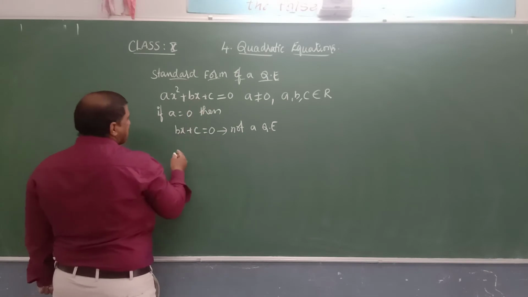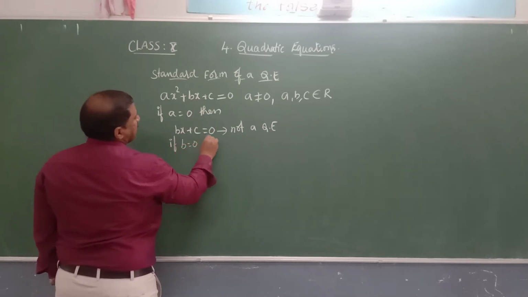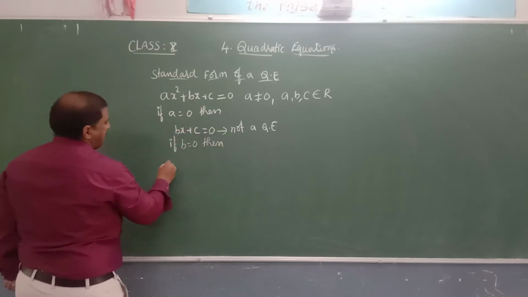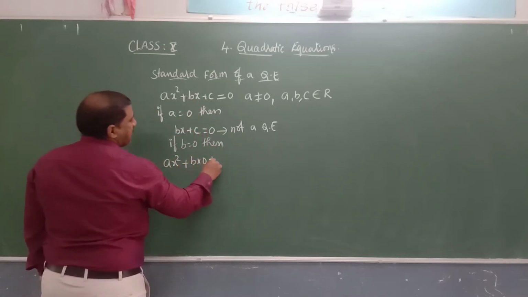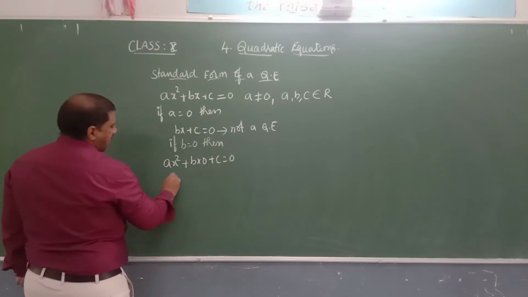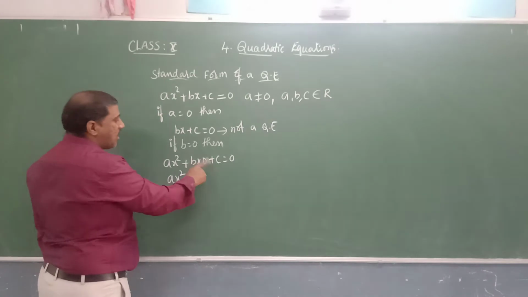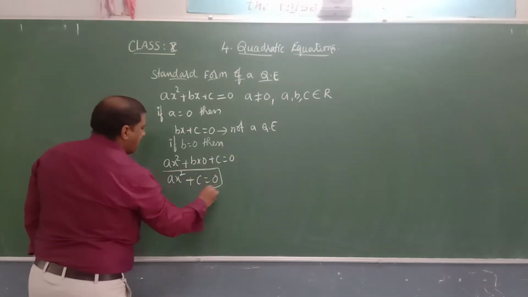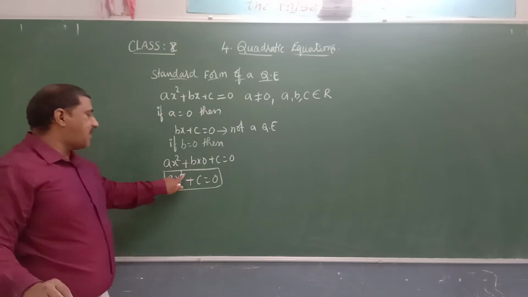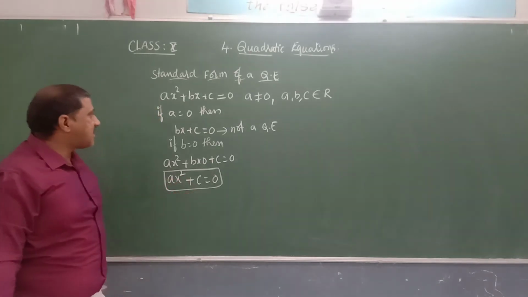If b is equal to 0, what will happen? Then ax² + b into 0 + c = 0. Here b into 0 is 0, so ax² + c = 0. Here the variable is x and its highest power is 2. Therefore, it is a quadratic equation.